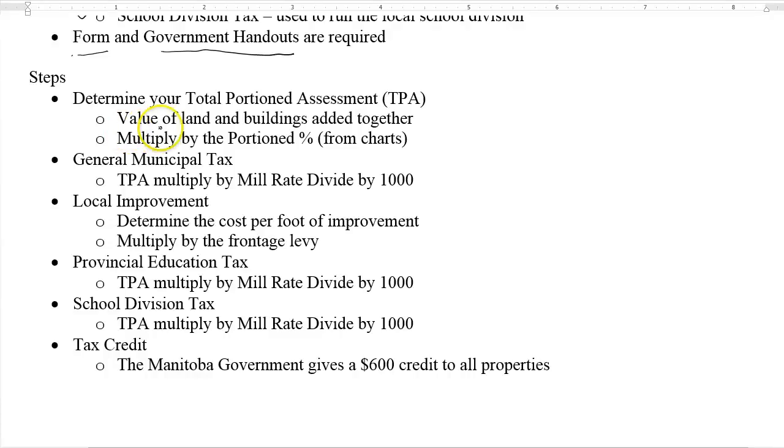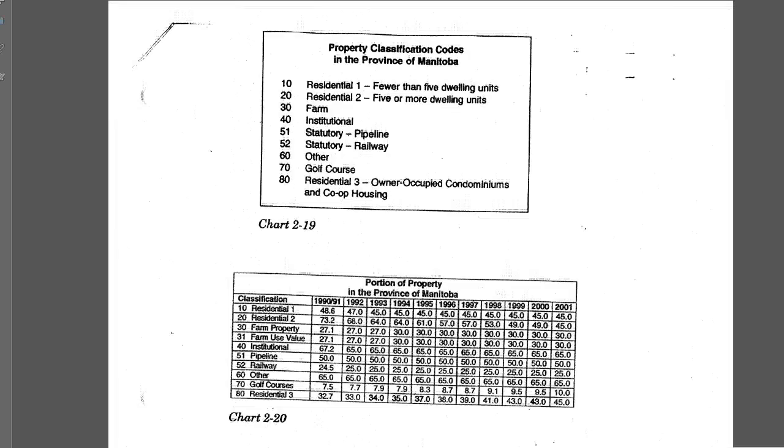First thing we do is we take the value of our land and our property and add them together. We are then going to multiply that by our portion percentage. Well, how do we figure this out? We got to go to our charts. Let me pull them up for you. Two charts that we need.